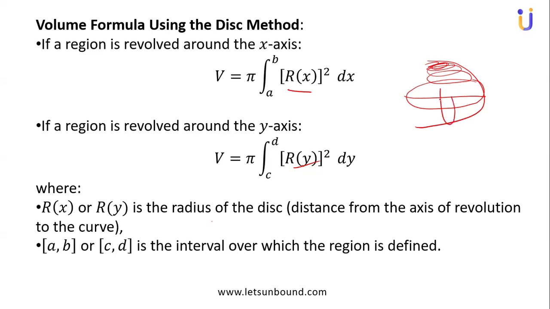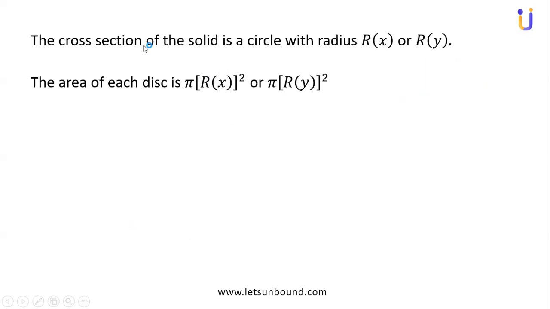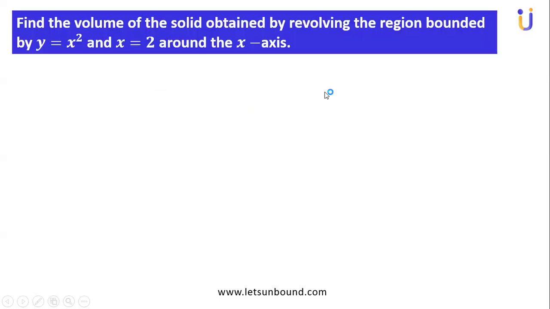When I'm rotating in such a way, then it's the x-axis of revolution to the curve. And a to b or c to d, a to b for x and c to d for y. Now the cross-section of a solid is a circle with radius, and the area of each disk is pi r of x the whole square or pi r of y the whole square. We need to calculate r of x and r of y.